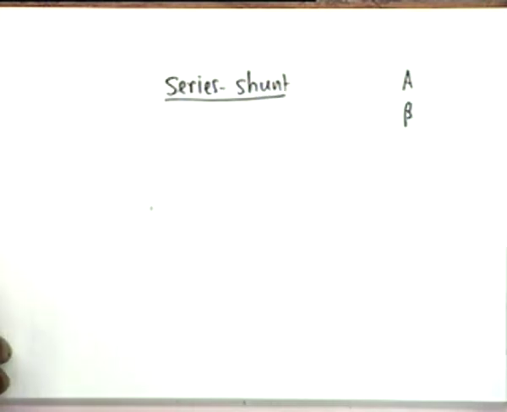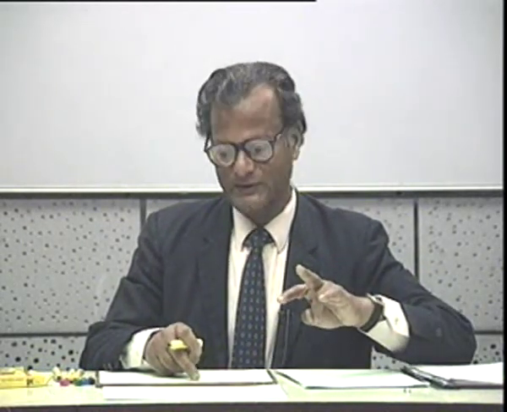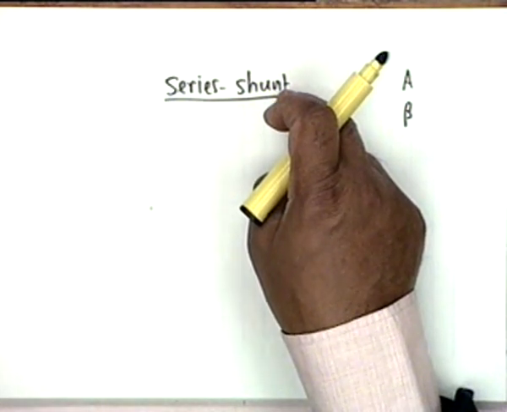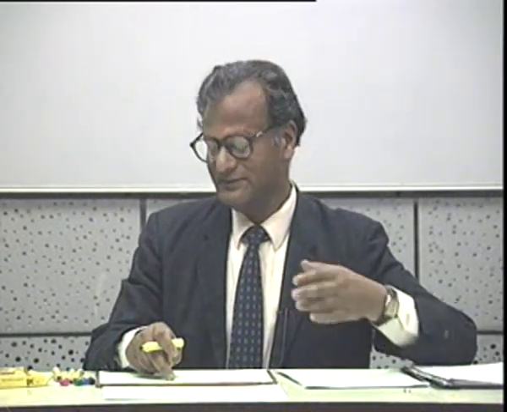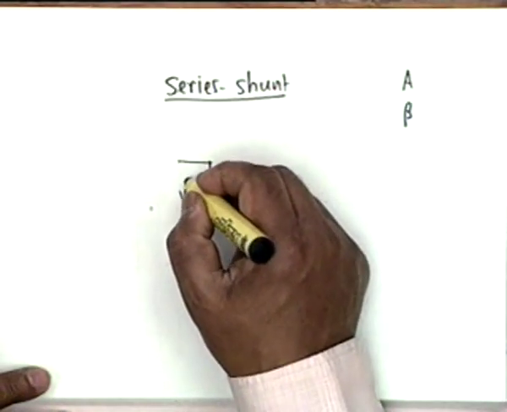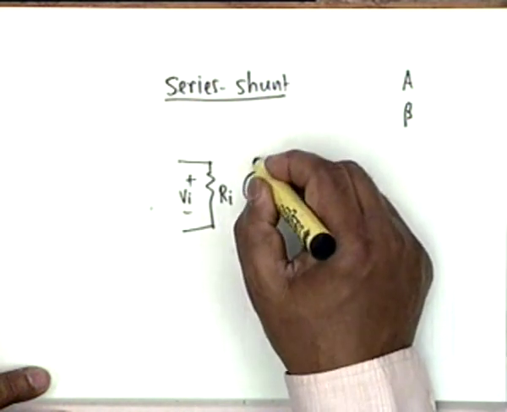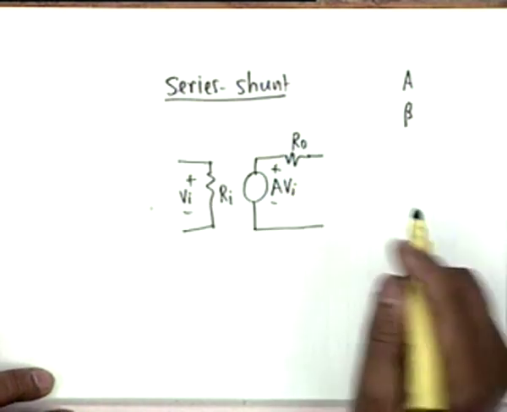If it is series shunt, then what kind of basic amplifier would be most suitable for this? What kind of basic amplifier model? Series means voltages are being compared, and shunt means voltage is sampled, and therefore voltage to voltage. In other words, a voltage amplifier. Is the point clear? The model that we take is that of a voltage amplifier, that is Ri, Vi, and A Vi. Then we might have a small output resistance R0. This is the basic amplifier.